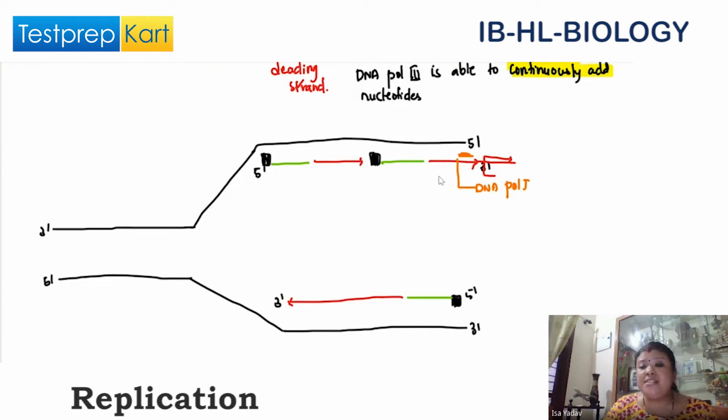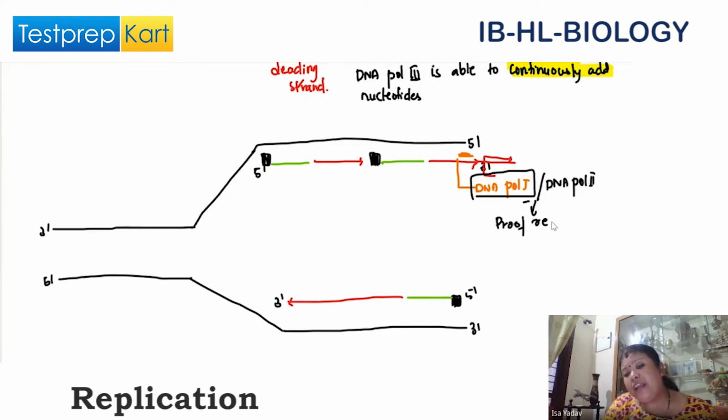So, what is DNA polymerase 1 doing? This work is done by both DNA polymerase 1 and DNA polymerase 2. This work that both DNA polymerase 1 and 2 are doing is called proofreading. This is called proofreading.